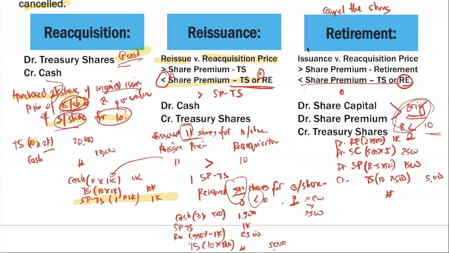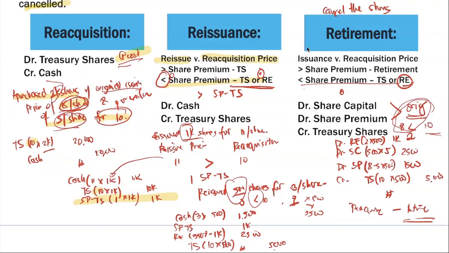But sir, what if it's greater? Eh di mas madali. Wala naman nang kailangan na i-test. Ilagay mo na lang agad siya sa share premium retirement. Dito kasi ang nangyari, magre-reacquire ka muna before you will retire. You reacquire first before you retire. Later, we will discuss a direct retirement.